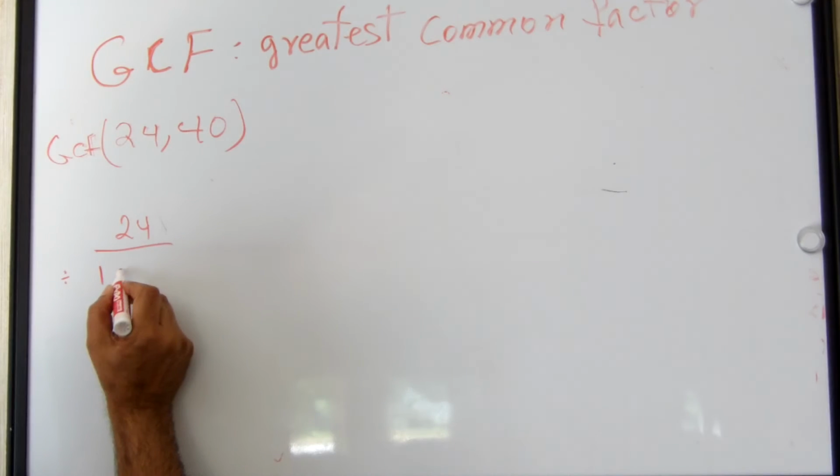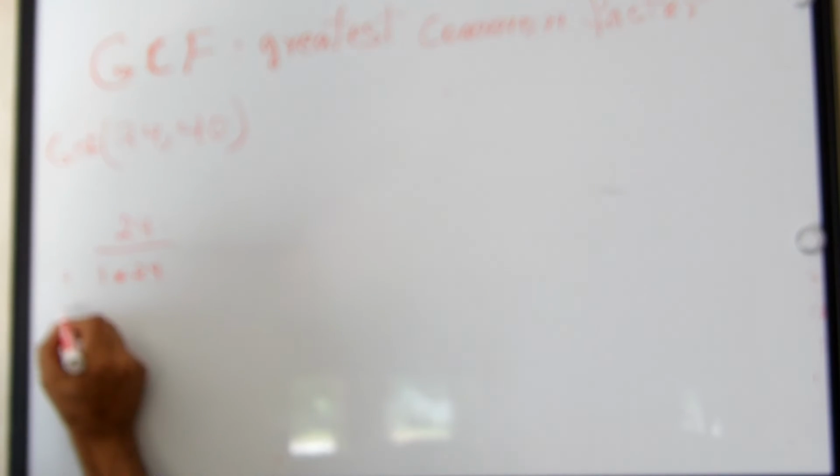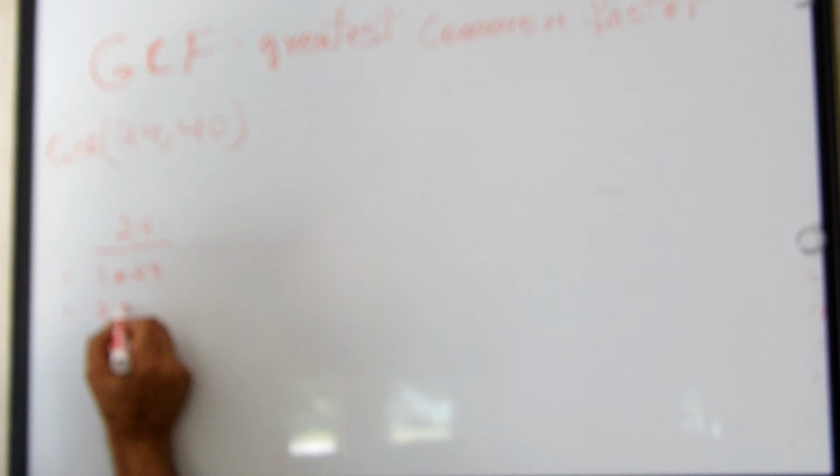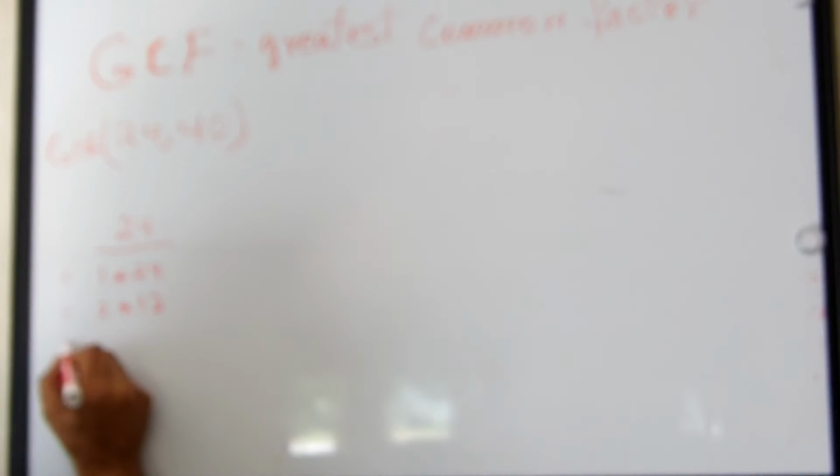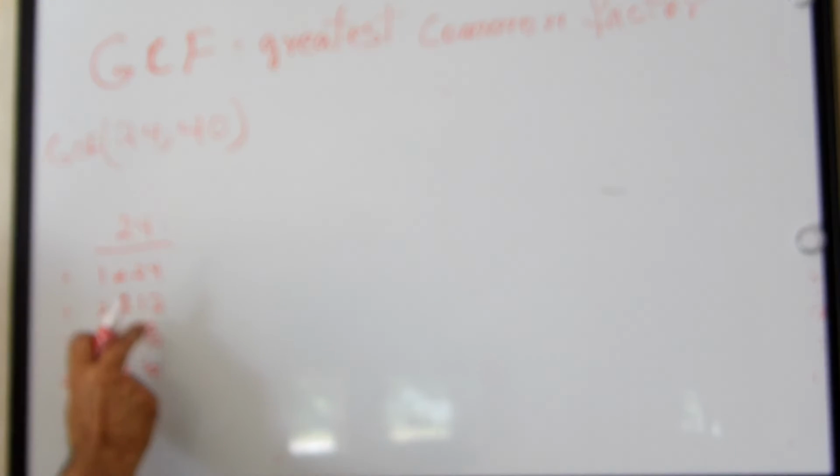24 divided by 1 is going to be 24. Divided by 2 is going to be 12. Divided by 3 is going to be 8. Divided by 4 is going to be 6. Divided by 5, no, divided by 6, which is the same as 4. There is nothing else in between. We cannot divide this one by 13.